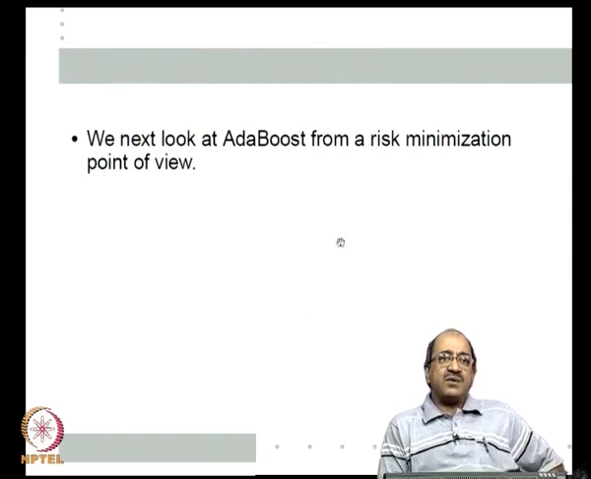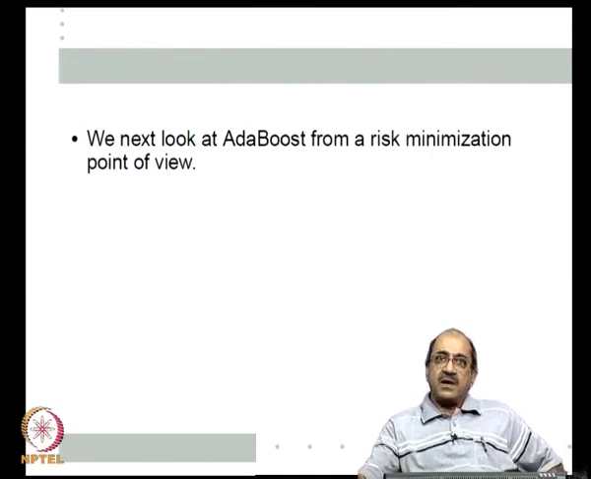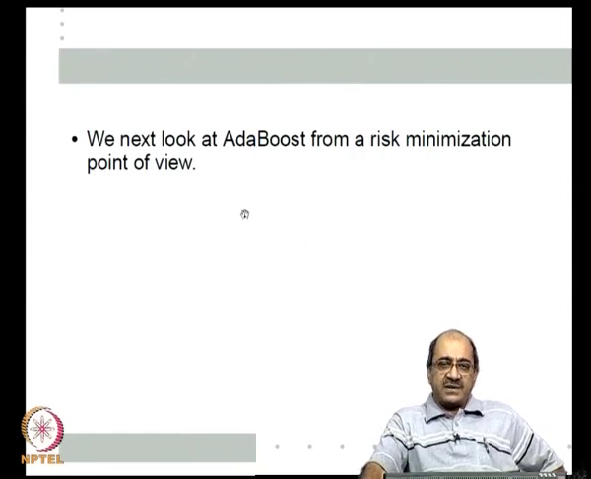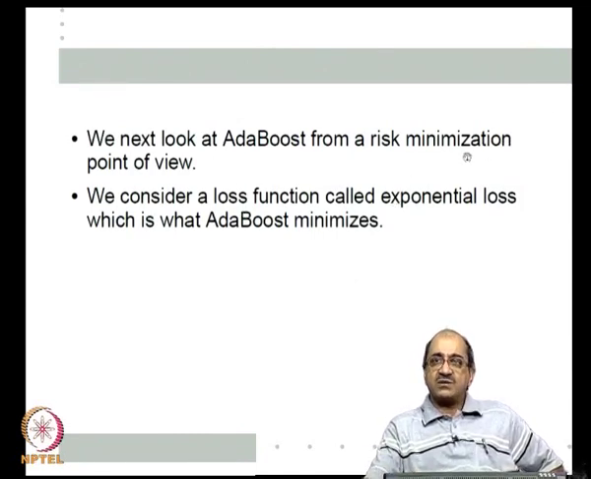So, the same thing we did in the SVM case. First, we presented SVM as an interesting optimization problem, then showed that it also has a risk minimization view. Like that, we will now show that AdaBoost has an interesting risk minimization view. The loss function that is appropriate for AdaBoost is what is called an exponential loss function. That is what AdaBoost minimizes. So, we will first briefly define exponential loss.